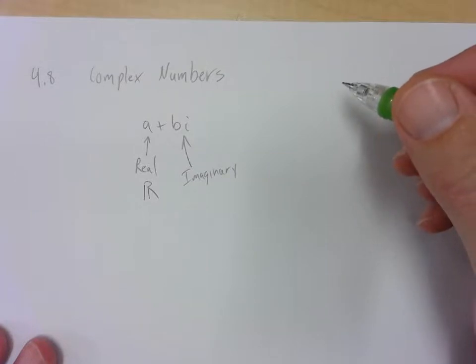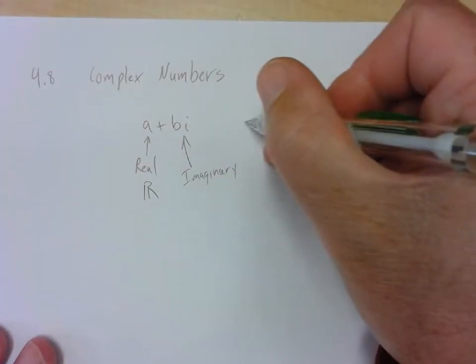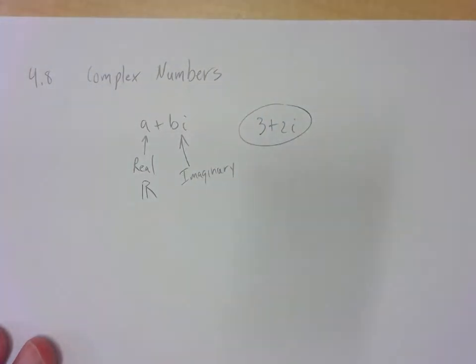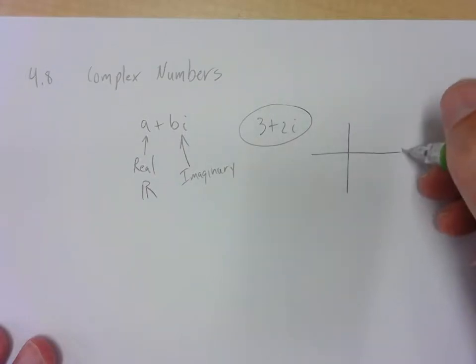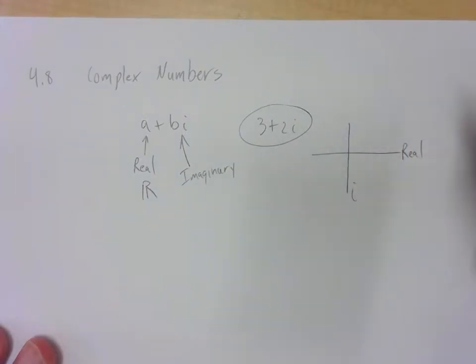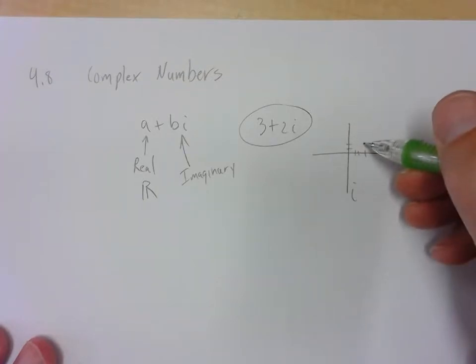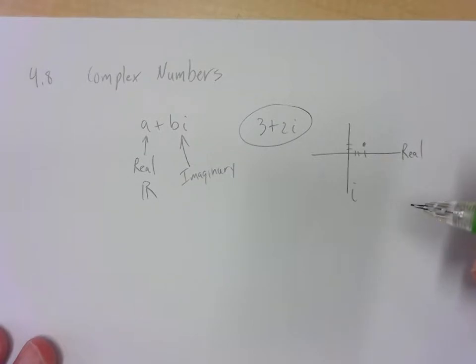And then you're like, what? And then it would look something like 3 plus 2i. That's an example of a complex number. You can even graph complex numbers. You can go on the real axis and you can go on the imaginary axis. So you go 3 in the real and 2 in the imaginary, and you could even graph a complex number. But that's what you have to do.